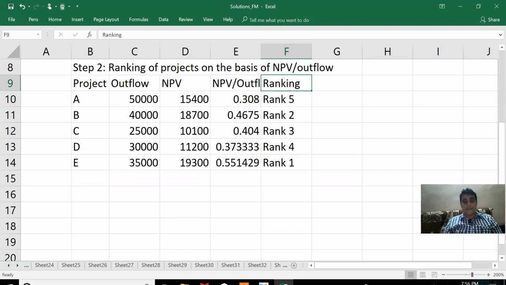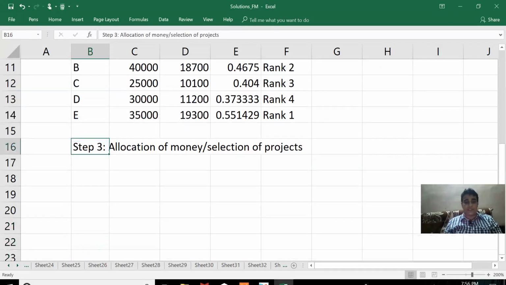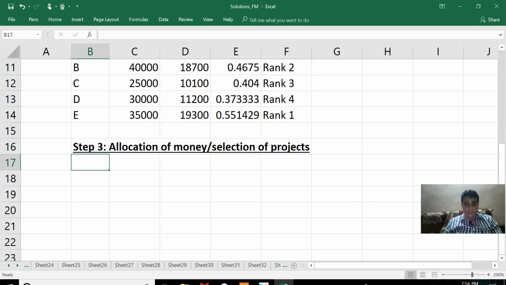After completing the ranking, so that is project outflow NPV, NPV by outflow, and then you do the ranking. After you are done with ranking, I'll have to go to the next step, which is allocation of money, selection of projects. Technically we are selecting the projects. Which one do I go ahead with?